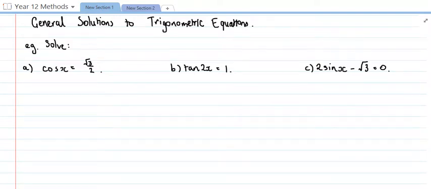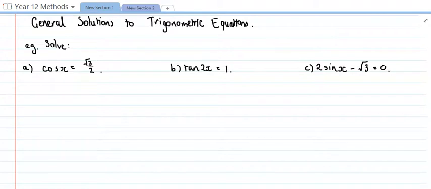Hey everyone, today I'm going to be looking at general solutions to trig equations. Now, usually when people ask me how to do a general solution to a trig equation, the first thing I tell them is to go and use the calculator. That is the intelligent thing to do, and it is the thing that you should be thinking to do. And I will show you in a later video how to actually do that as well.